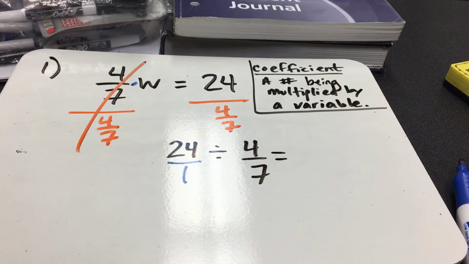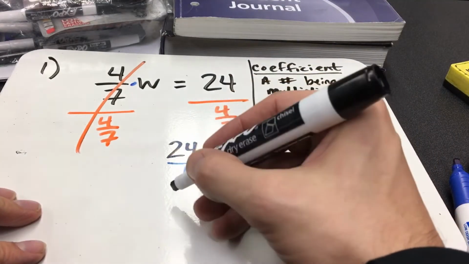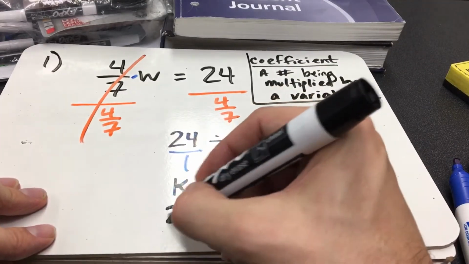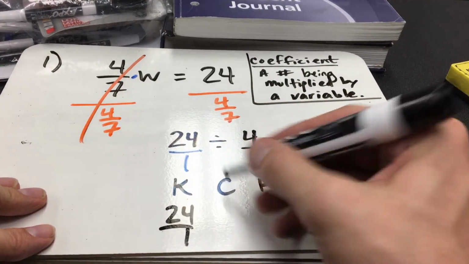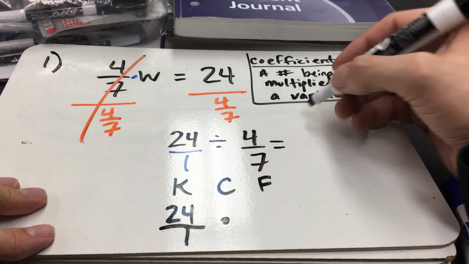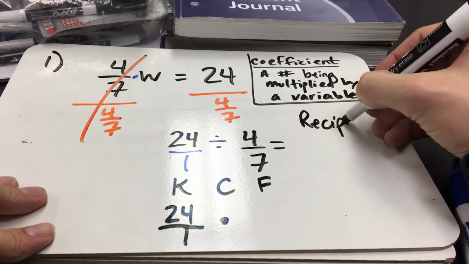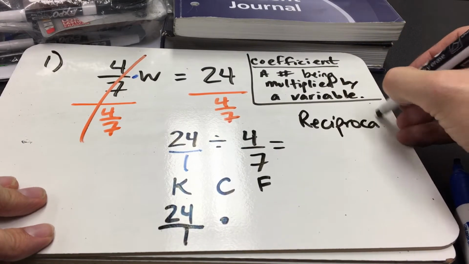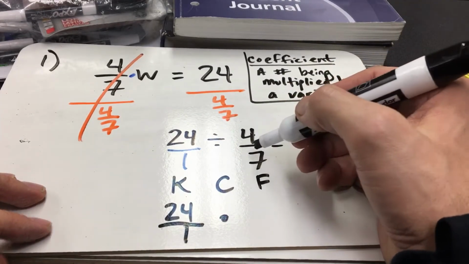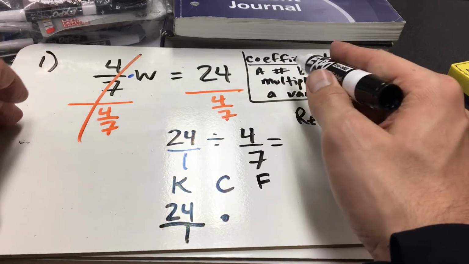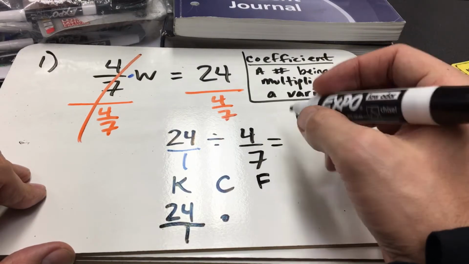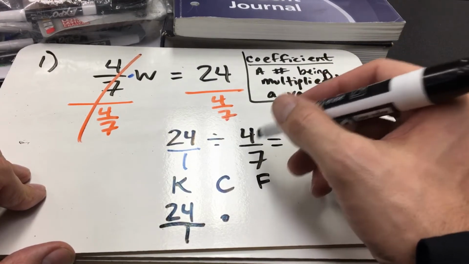A lot of people in our school have learned the acronym KEEP, change, flip, right? Where you keep the first fraction the same, you change the dividing sign to multiplying, and then you flip or use the reciprocal of the last fraction. Notice what this was. This is the coefficient, right? The coefficient, whatever the variable is being multiplied by, always goes last. If you do not put it last, you are going to mess up your answer. Your answer will be upside down.